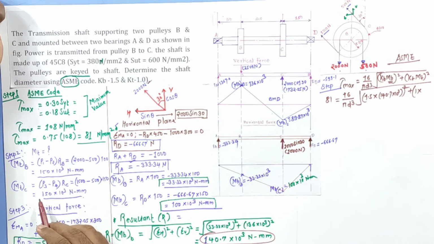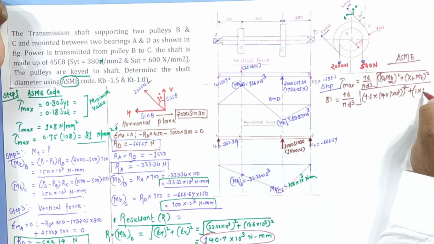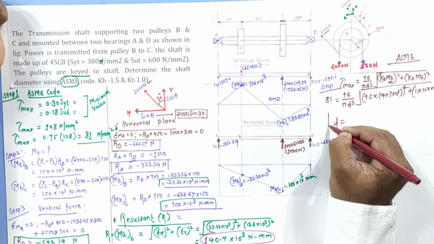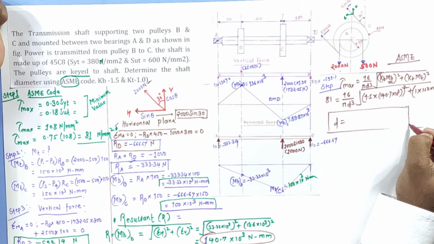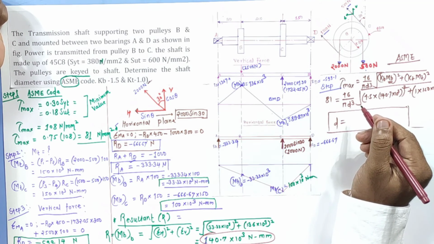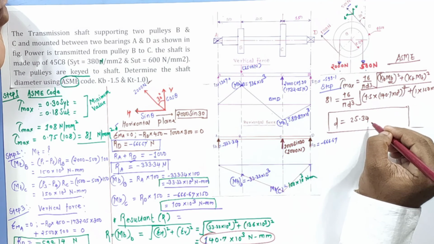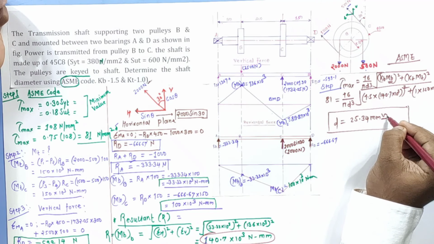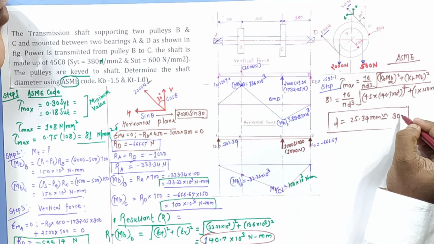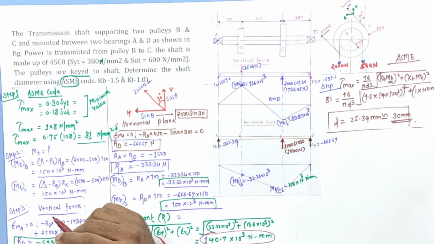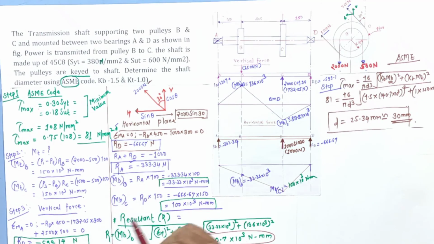Here the torsional moment at B and C is equal. So select whichever is the minimum, that is 150 into 10 raised to 3. So here the unknown is only d. Through this we'll get the diameter of the shaft; by the calculation it comes to around 25.34 mm, which is nearly equal to, we can say, 30 mm. Correct? So this will be your answer for calculating the diameter of the shaft.